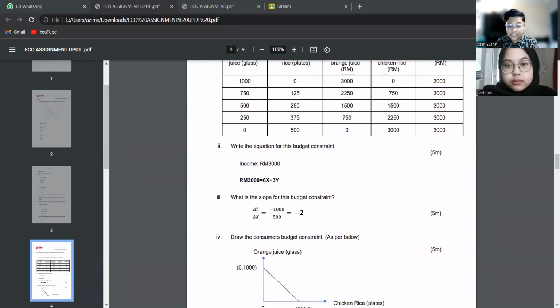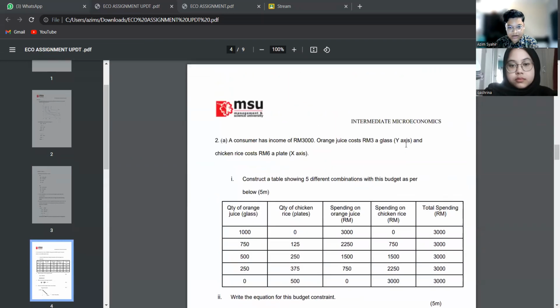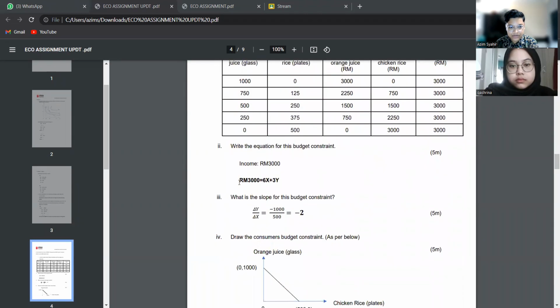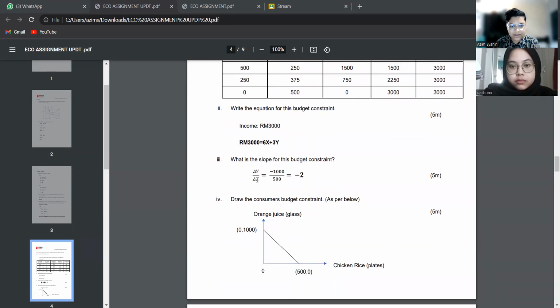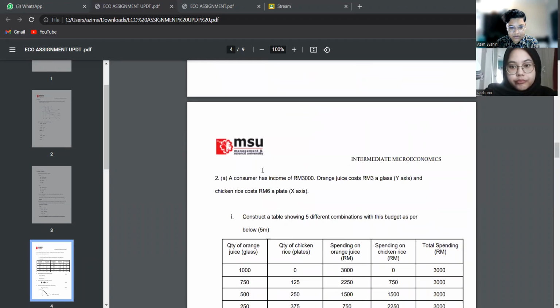So what is the equation for this budget constraint? The income is 3,000 ringgit, as we know from the question. The cost of Y is 3 and the cost of X is 6. So 3,000 ringgit equals 6X plus 3Y. So what is the slope for this budget constraint? That will be the difference in Y divided by the difference in X, the quantity, I mean.